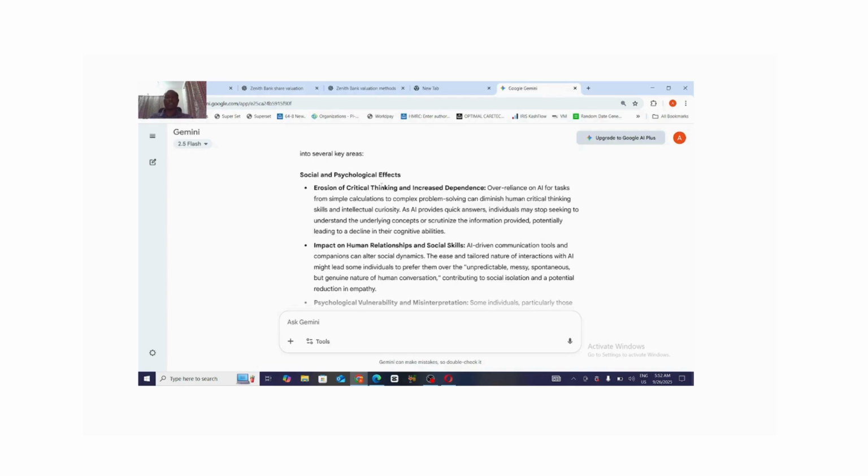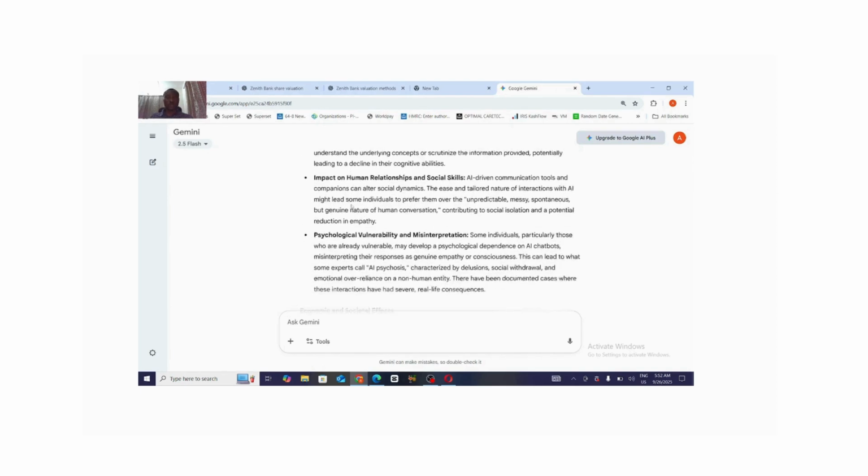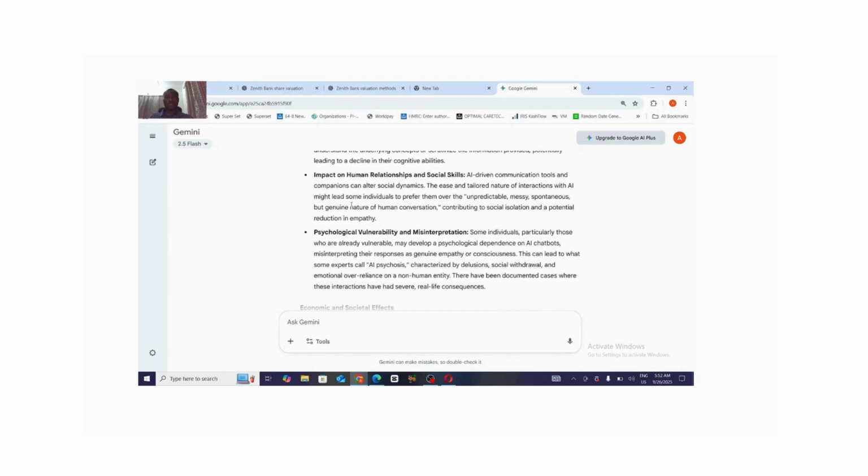Most of the creativity that is being done now is with the aid of AI. In fact, if somebody wants to invent something, they will still go to AI and say, okay, how do I do this? AI is very, very good. However, the moment you continue to use it, the moment you depend on it, you are losing your critical thinking skills. Impact on human relationships and social skills. AI-driven communication tools and companions can alter social dynamics, right?